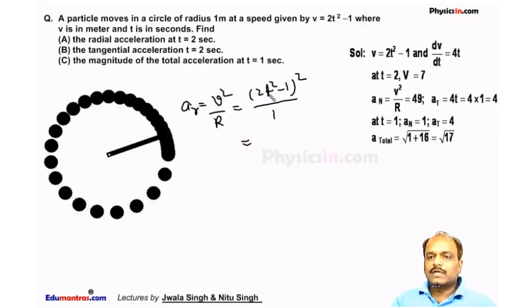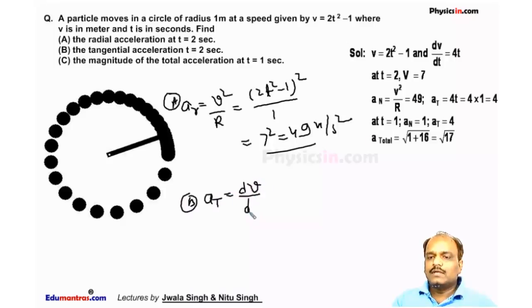At t is equal to 2 second, it becomes 2 into 2 square, 8 minus 1 is 7 square, which is equal to 49 meter per second square. At t is equal to 2 second, this is the radial acceleration. This is the tangential acceleration. We know b part. The tangential acceleration is equal to dv by dt, and dv by dt is 4 into t, that is equal to 4 into 2, that is equal to 8 meter per second square.